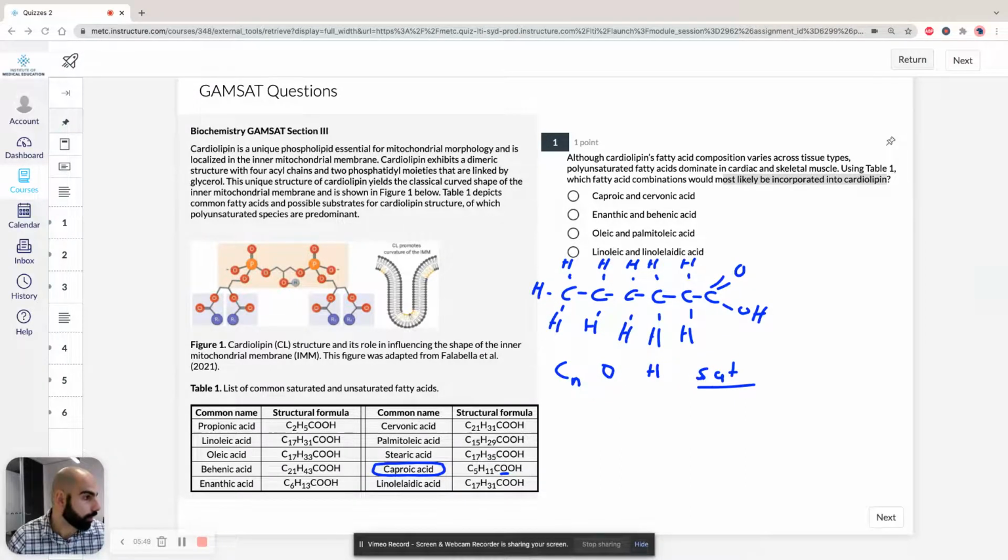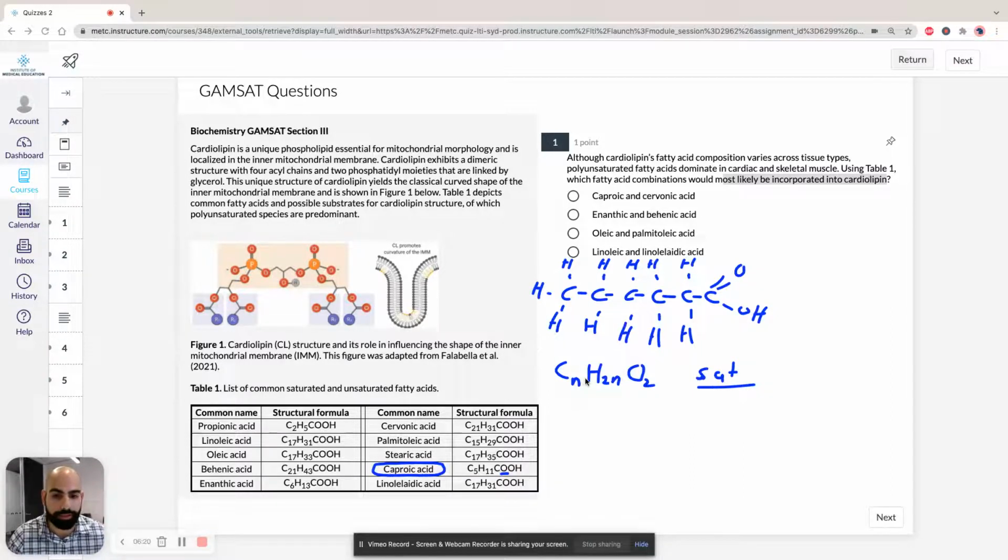let me just rewrite this one, to make it easier to see here. There's going to be twice as many hydrogens as carbons, so 2N, and our oxygen stays the same, O2. So our formula for saturated fatty acids is CnH2nO2, so there's twice as many hydrogens as carbons. That's our formula.